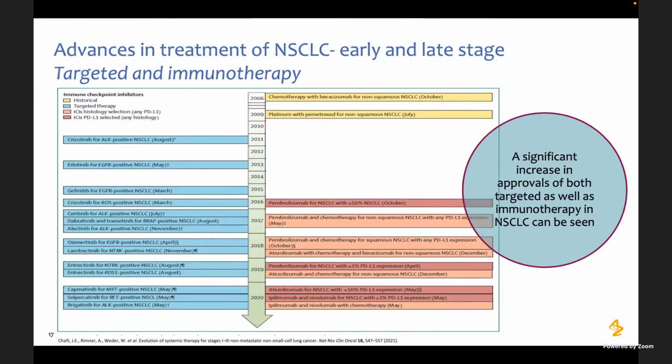Again, advances in the treatment, ma'am has talked about it in detail, but in 2006 we were talking about chemotherapy and bevacizumab for non-small cell non-squamous cell cancers, and now we have come to an age where you have a plethora of options ranging from immunotherapy to targeted therapy, to not just 1, 2, 3, but as many as 10 to 14 targets available, and then chemotherapy in patients who are not able to get any of that.